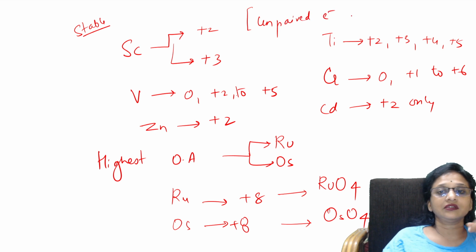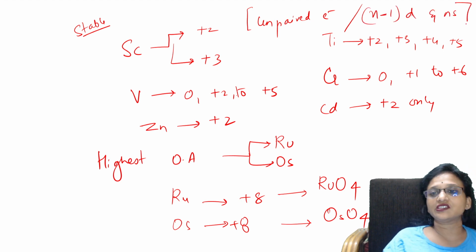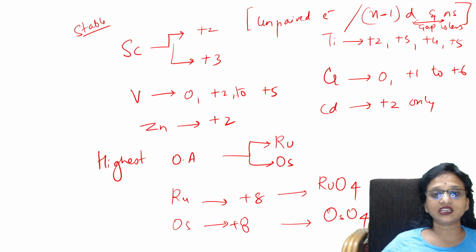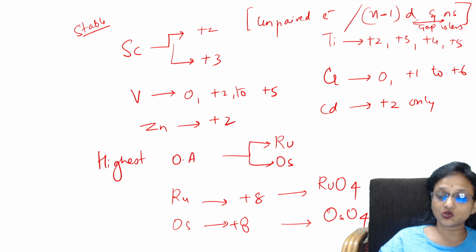Point number 1. Second important thing, the energy level difference between n minus 1 d and ns is almost nearby. The gap is very less. When the gap is very less, you can take out the electron from ns and n minus 1 d also. One more important thing, very important slide.